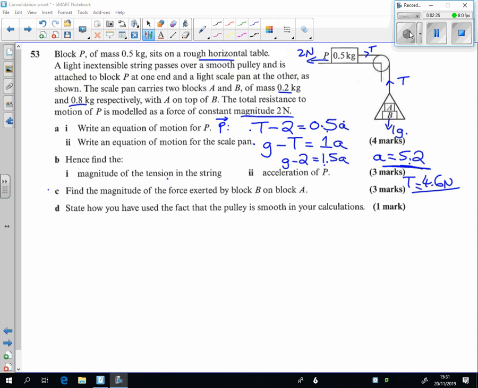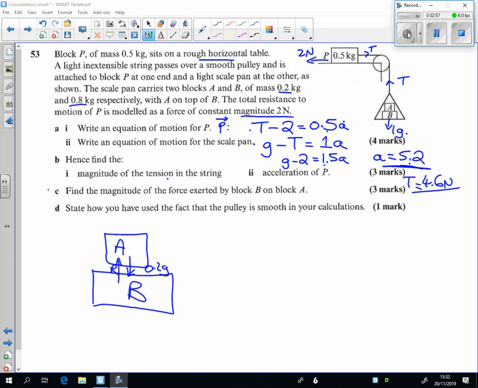Part C. I'm going to draw another little diagram now just to look at this A. So I've got A here and we've got B here. And the forces acting on these things. So the A is 0.2 g pushing down on that. And there's a normal reaction pushing up at that point there.